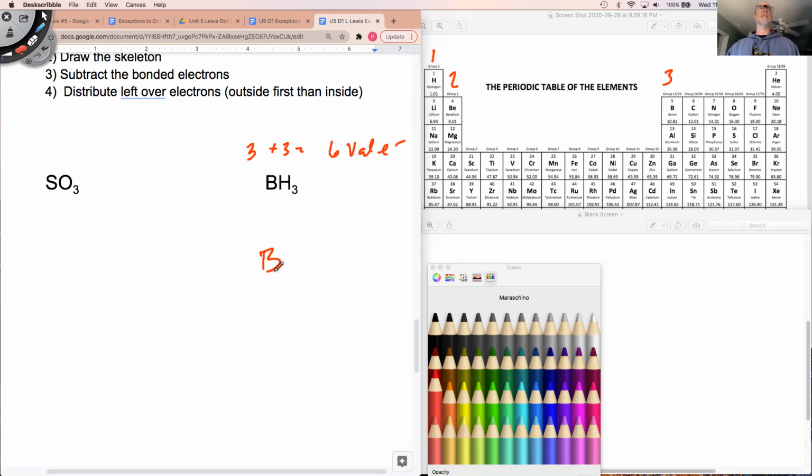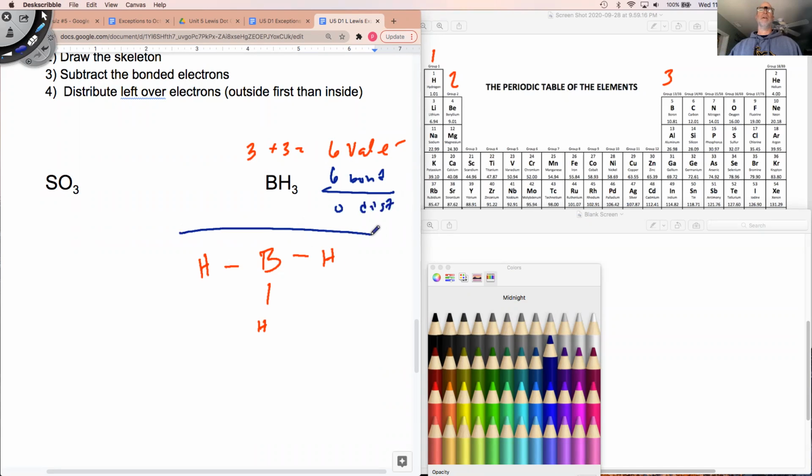Now we're going to draw our skeleton. There's 1, 2, 3, and we're going to put our H's on here. A lot of sticks, ladies and gentlemen. How many electrons have we used? 1, 2, 3, 4, 5, 6. So we've used up 6 electrons. There's 6 bonded electrons, which leaves 0 electrons to distribute, which means this is our Lewis dot structure. There's no extra electrons sitting around. What do we have? 1, 2, 3 single bonds.